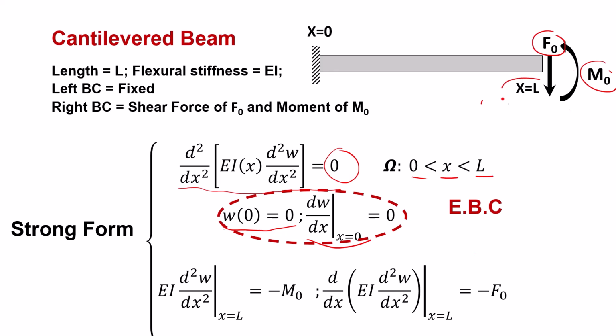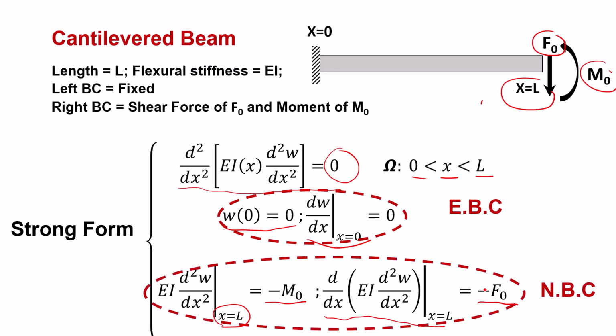Now at x equal to L, we have a free end with loads. So we prescribe EI d squared w over dx squared at x equal to L equal to negative M0, and also the shear at x equal to L should be negative F0. These correspond to bending moment and shear forces. These are our natural boundary conditions, or NBCs. We are not prescribing displacement. We are prescribing forces here.